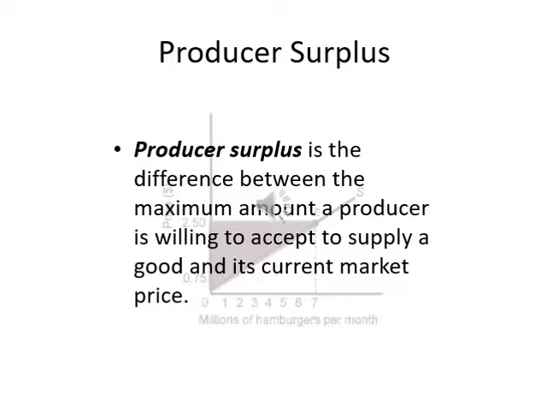Producer surplus. Producer surplus is the difference between the maximum amount a producer is willing to accept to supply a good and its current market price.